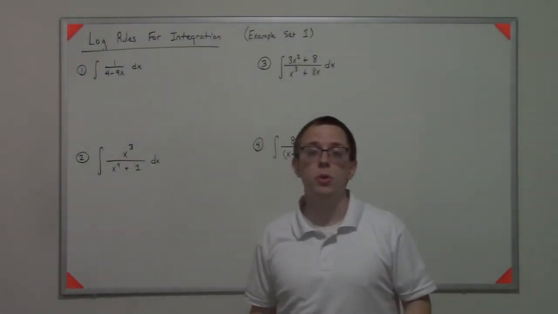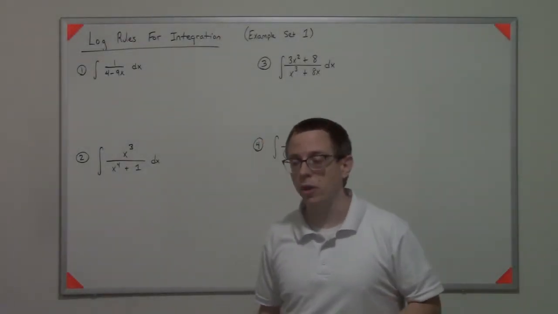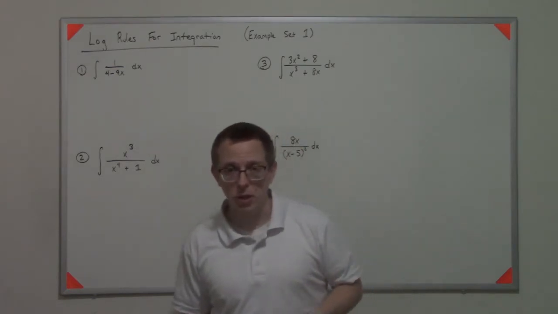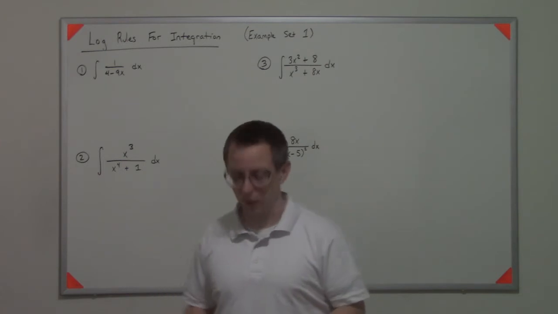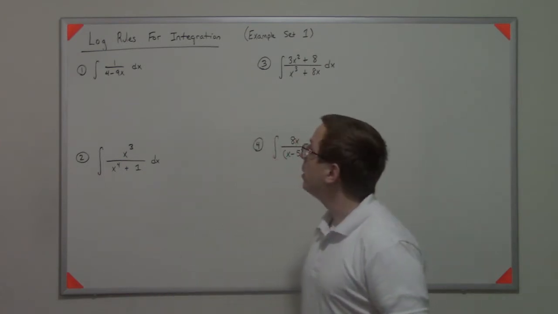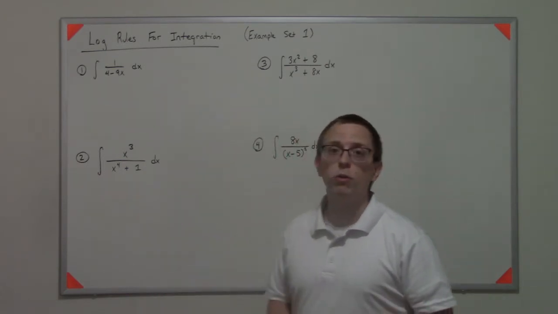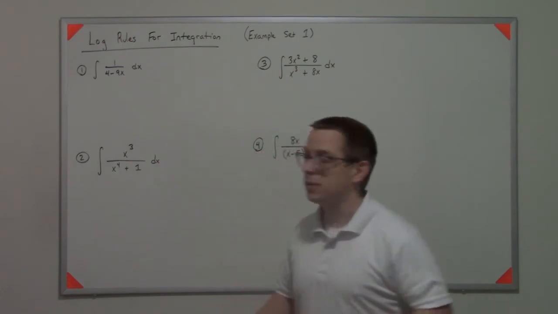We're going to continue doing some examples for the log rules for integration. What I find in this particular case is that practice makes perfect. Just got to keep on keeping on. So let's get started. What I have is 1 over 4 minus 9x dx.